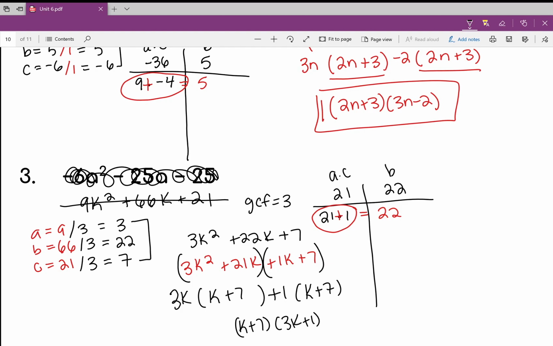But what did I say before? Our GCF always has to go in the front. So our GCF was 3, so I put a 3 in the front. Now this whole thing is my answer. So that's one thing you need to remember, is to always put the GCF in the front. That's something I even forget to do. Okay, that's our answer.